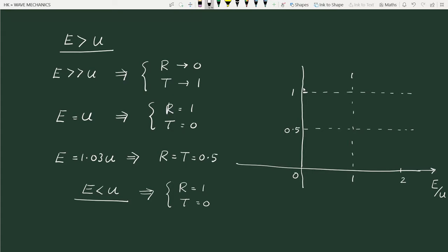So what is the nature of the reflection coefficient? For E by U less than 1, that is for E less than U, the reflection coefficient is 1. For E equal to U also, the reflection probability is 1. Then for E greater than U, it rapidly decreases. So it's like this.